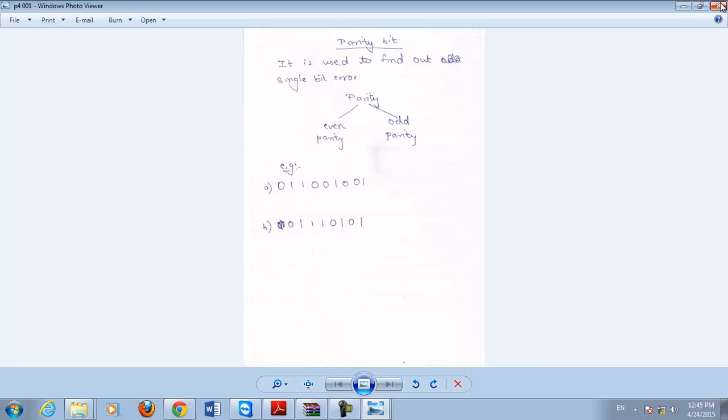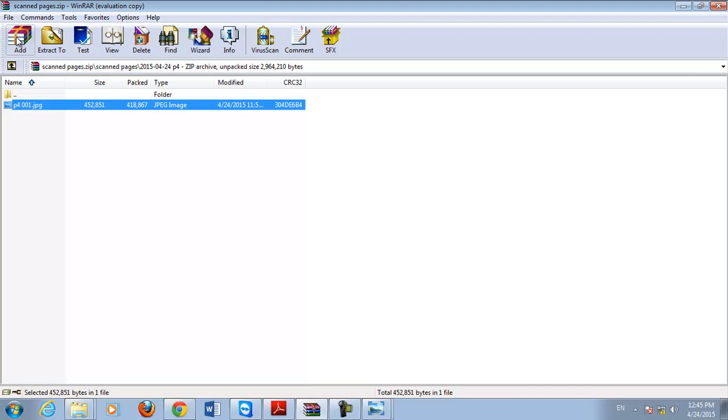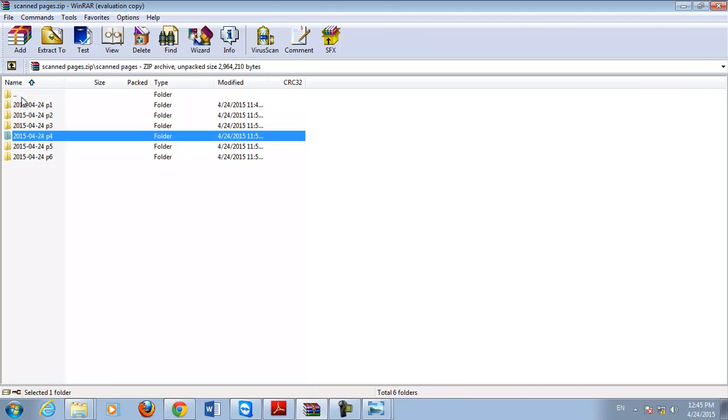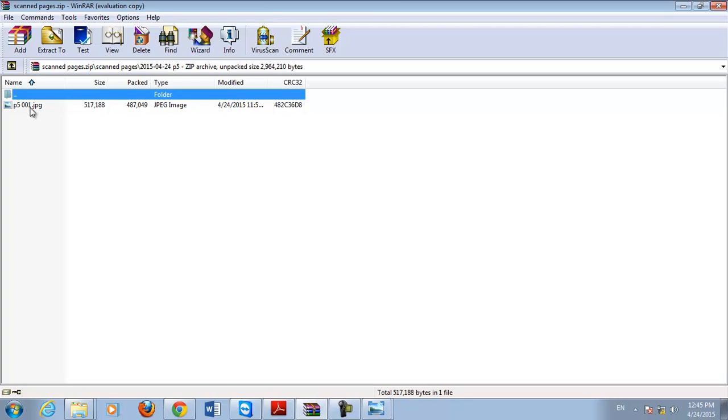Next is Hamming code. Now, parity bit is used to find out a single bit error. If there are errors in more than 1 bit, how can you find out and correct the errors? We can do it by using the Hamming code method, which is a most important method. Again, I will explain it with an example.